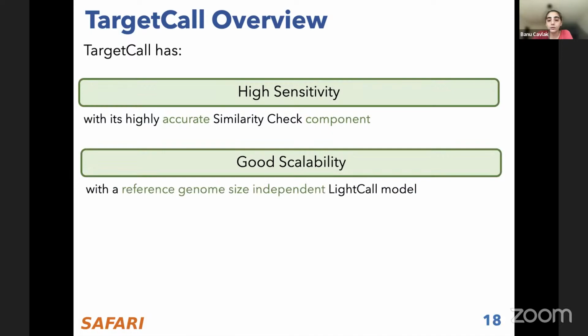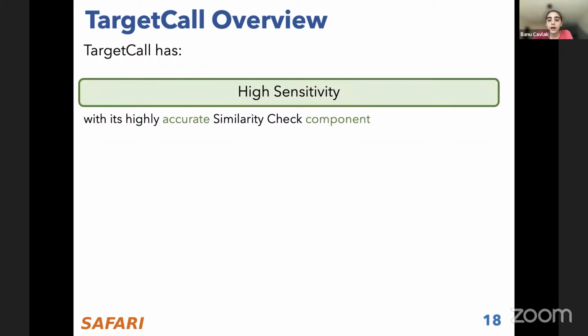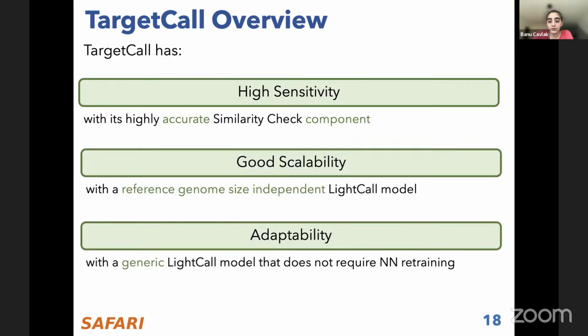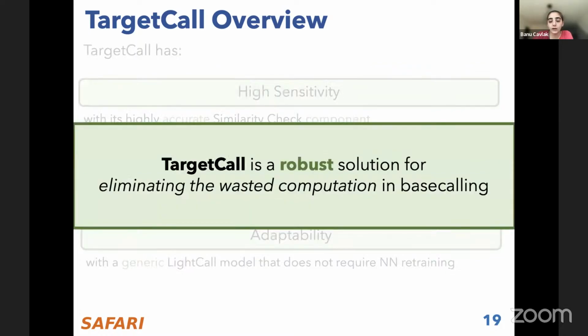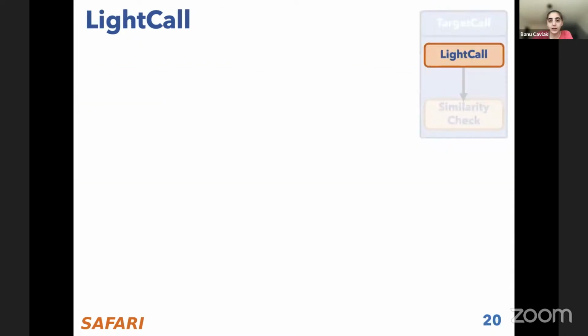component. It has good scalability because the LightCall model's performance is independent of the reference genome size, and it's adaptable to different use cases without requiring any other processing step or any other neural network training. Because the LightCall model is generic, you just use the same LightCall model regardless of your read set and the reference that you are using. And that's why TargetCall is a robust solution for eliminating the wasted computation in base calling.